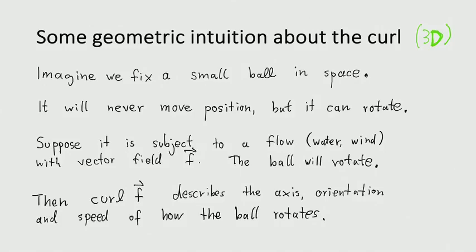Maybe one picture. Imagine you have this very small ball. It's subject to a flow. It's immersed in a current. This very small ball will start to spin around some axis. The curl operator tells you the direction of the axis, the orientation of the spin, and the speed of the spin. You could say that's a physical interpretation of what the curl operator tells you.